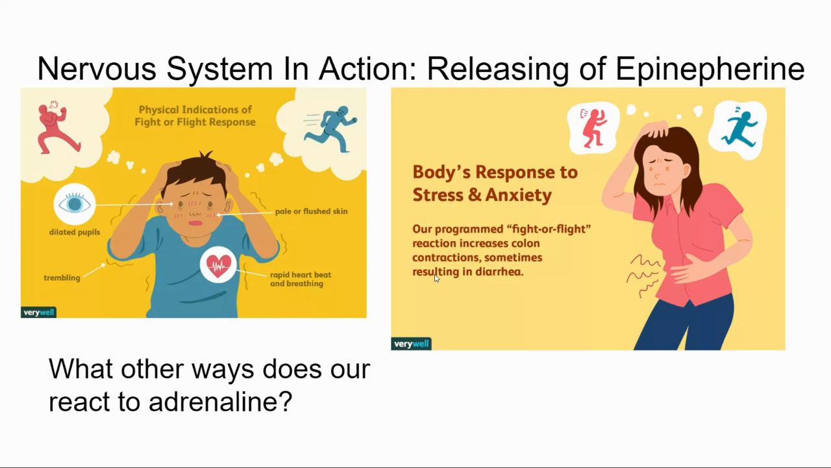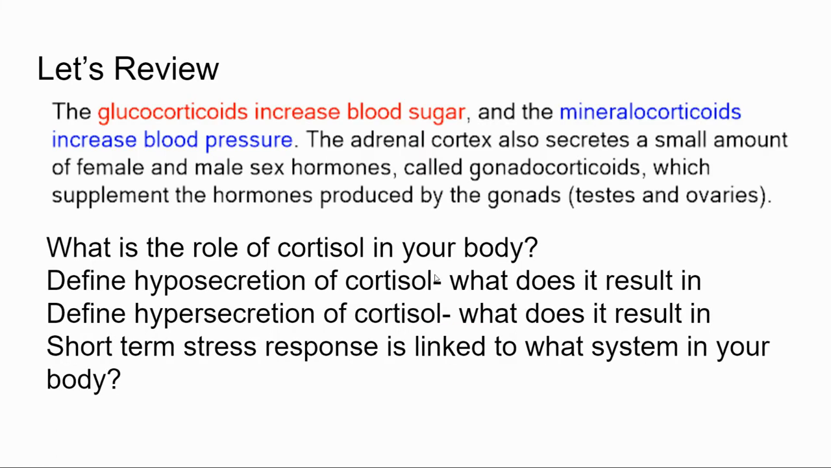So in regards to the short-term stress response, okay, the fight or flight response or our anxiety responses, this is just looking back at what it was like when we talked about the sympathetic nervous system. Remember, we got that flushed skin, rapid heartbeat, dilated pupils, trembling from too much epinephrine, okay? You can have colon contractions. You can feel your body feels anxiety and stress. These are due to the fact that we release epinephrine.